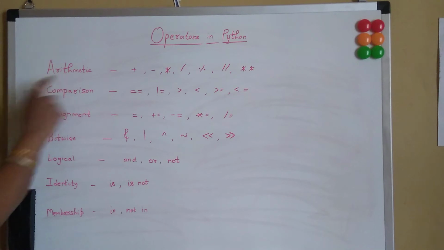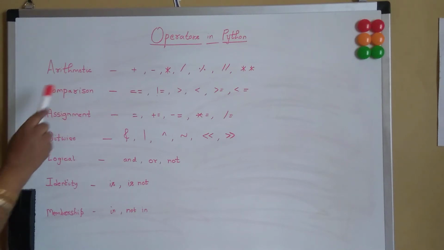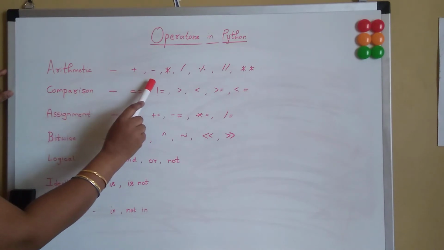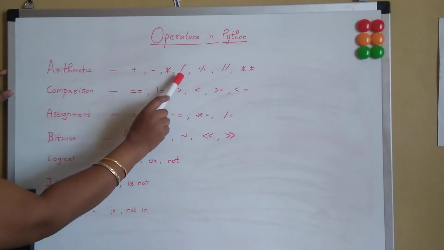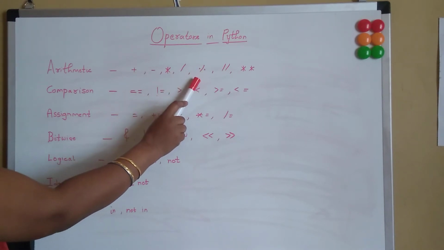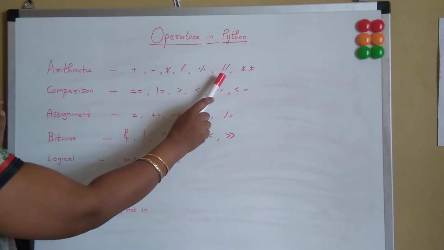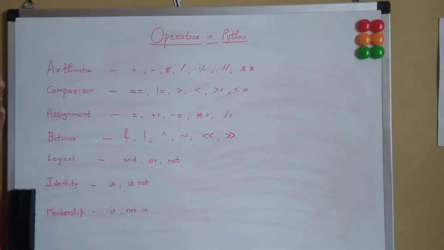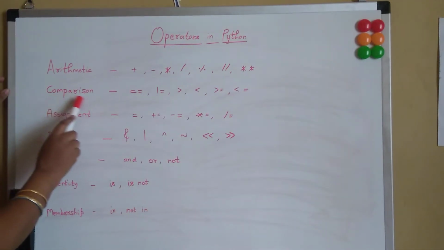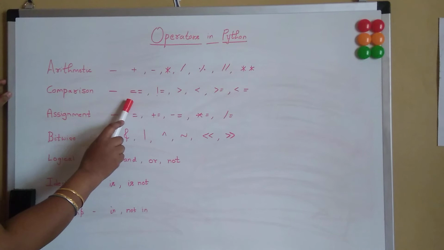Firstly is the arithmetic operators, on which we can do arithmetic calculations like plus, minus, multiplication, division, modulo, which is used to give the remainder of a number when divided, floor division, which gives only the integral part of the quotient, and exponential. In the comparison operators, we have equal to.